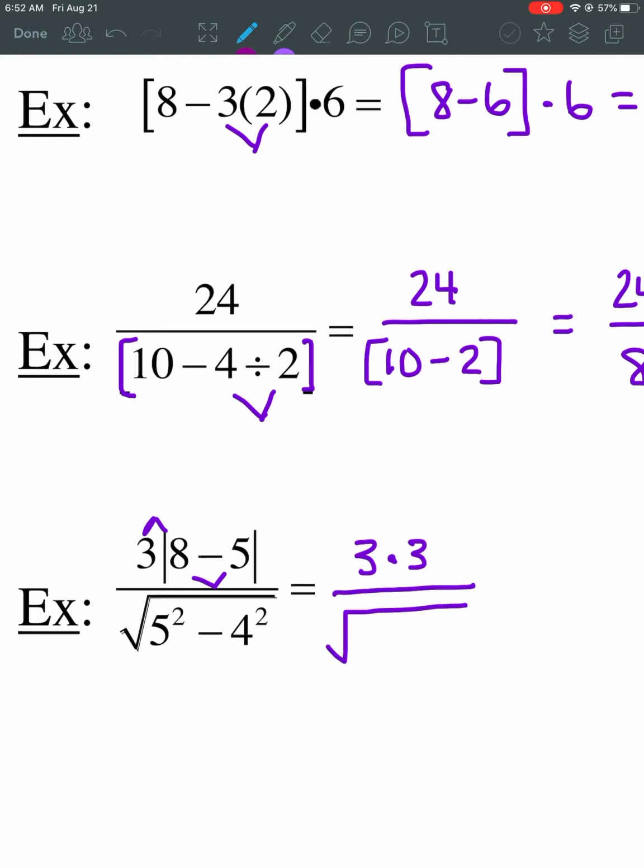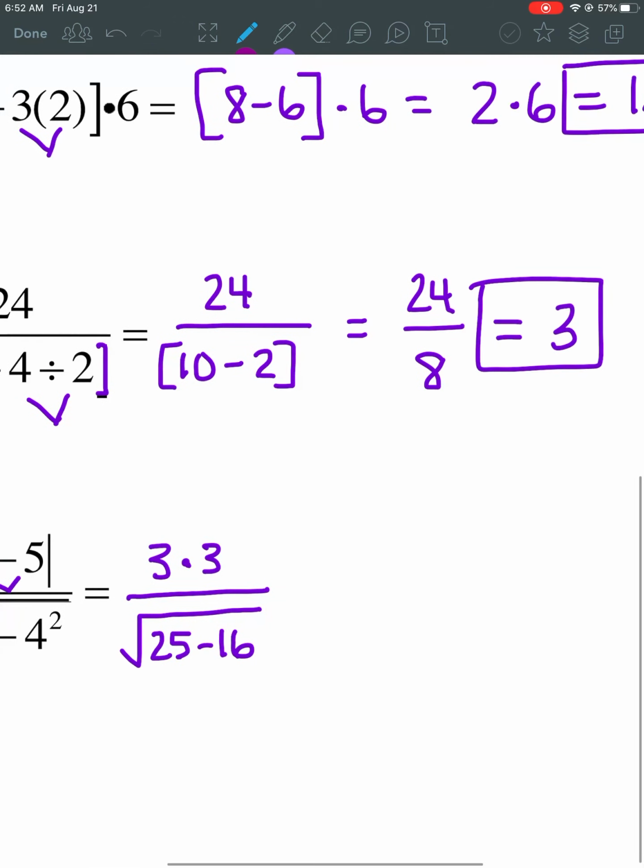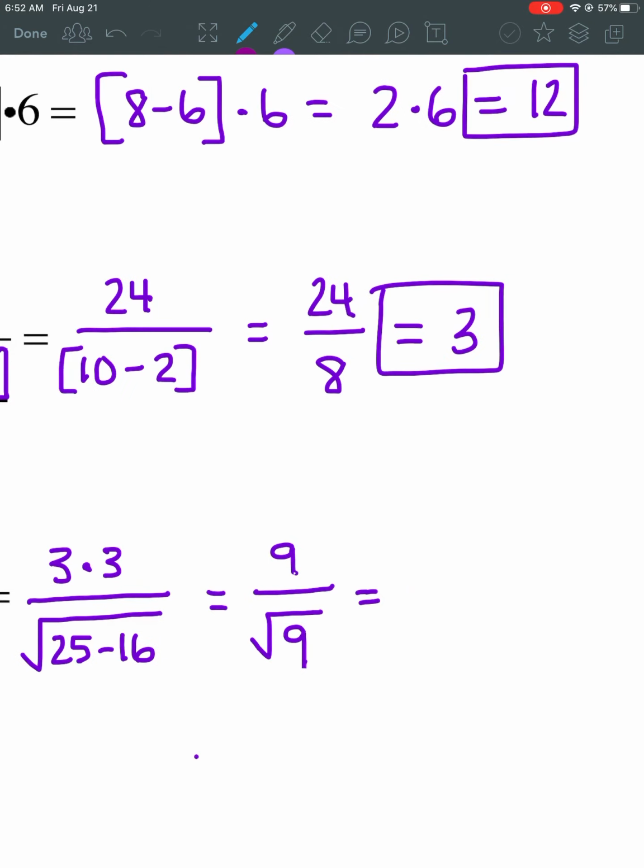On the bottom, since we have to do what's in that square root first, I'm going to at least simplify my squares. So 5 times 5 and 4 times 4. Okay, so I did 2 steps in one there. Now we can simplify what's on top. 3 times 3, which is 9. I'm going to subtract what's in that square root. So 25 minus 16 is 9. Again, I did 2 steps at once there.